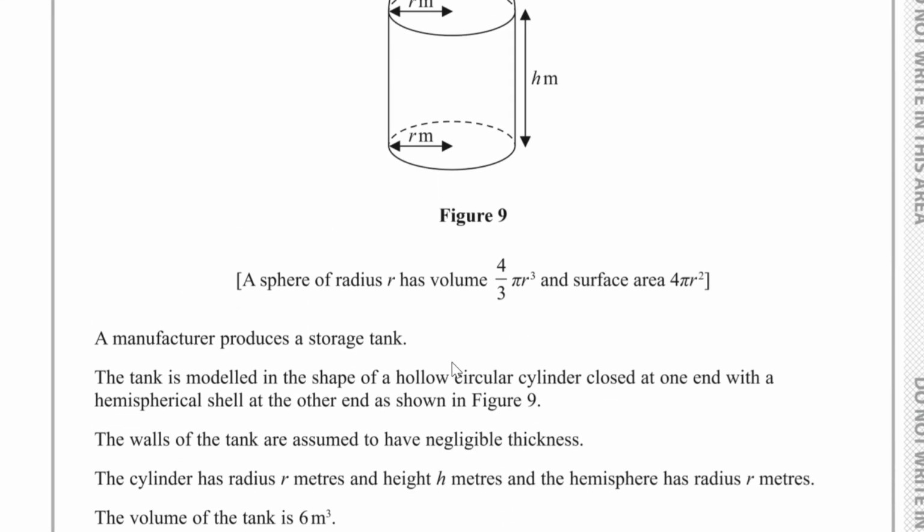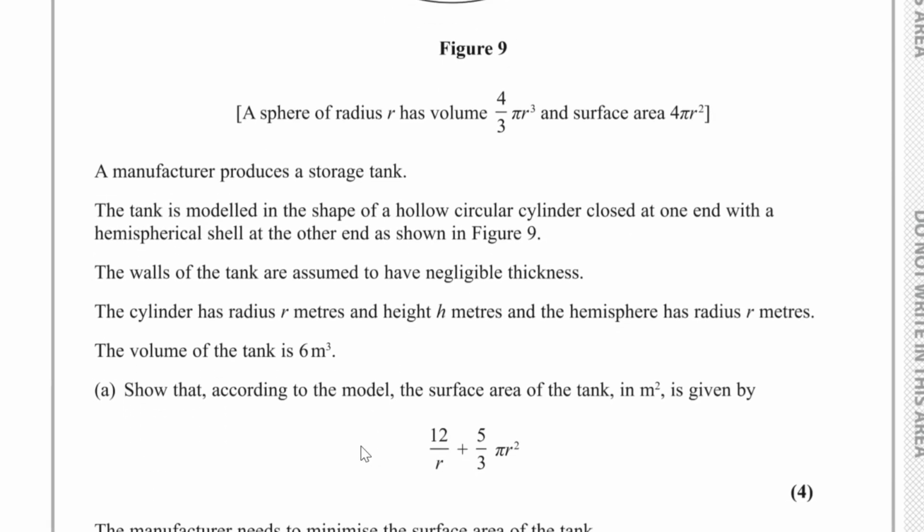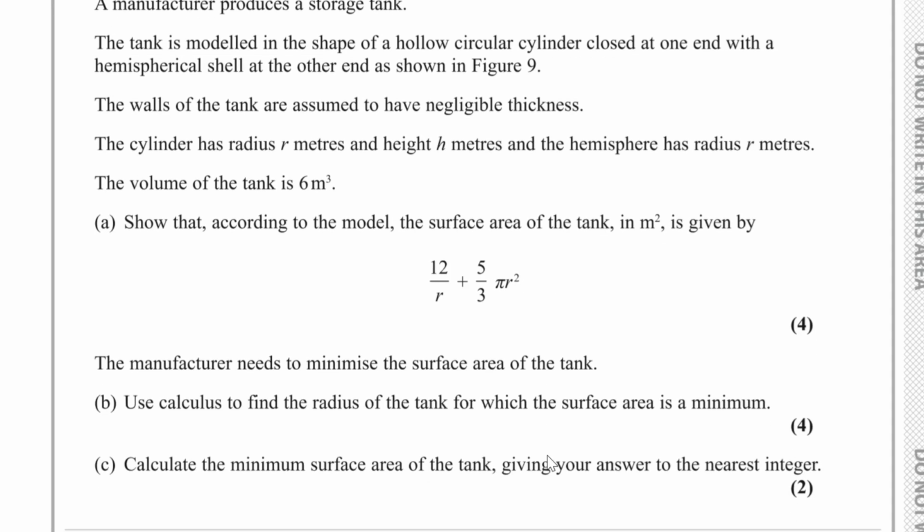A manufacturer produces a storage tank. The tank is modelled in the shape of a hollow circular cylinder enclosed at one end with a hemispherical shell at the other end, as shown in figure 9. The walls of the tank are assumed to have negligible thickness. The cylinder has radius r meters and height h meters, and the hemisphere has radius r meters. The volume of the tank is 6 meters cubed, and show that according to the model, the surface area of the tank in meters squared is given by 12 over r plus 5 over 3 pi r squared.